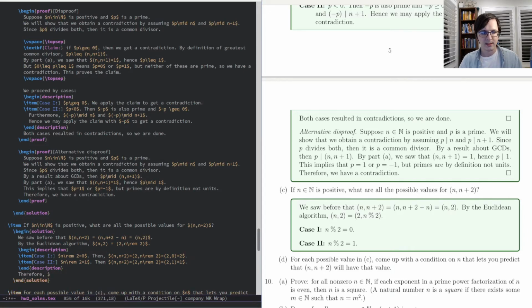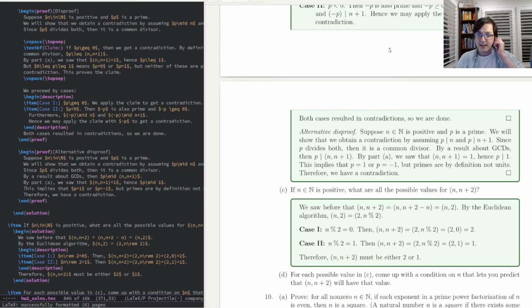Therefore, the GCD must be either 2 or 1. Okay, something to know. We showed that if we had a GCD and somebody told it to us, we could be like, is it a 2 or is it a 1? And then they'd have to say yes, because we proved that.